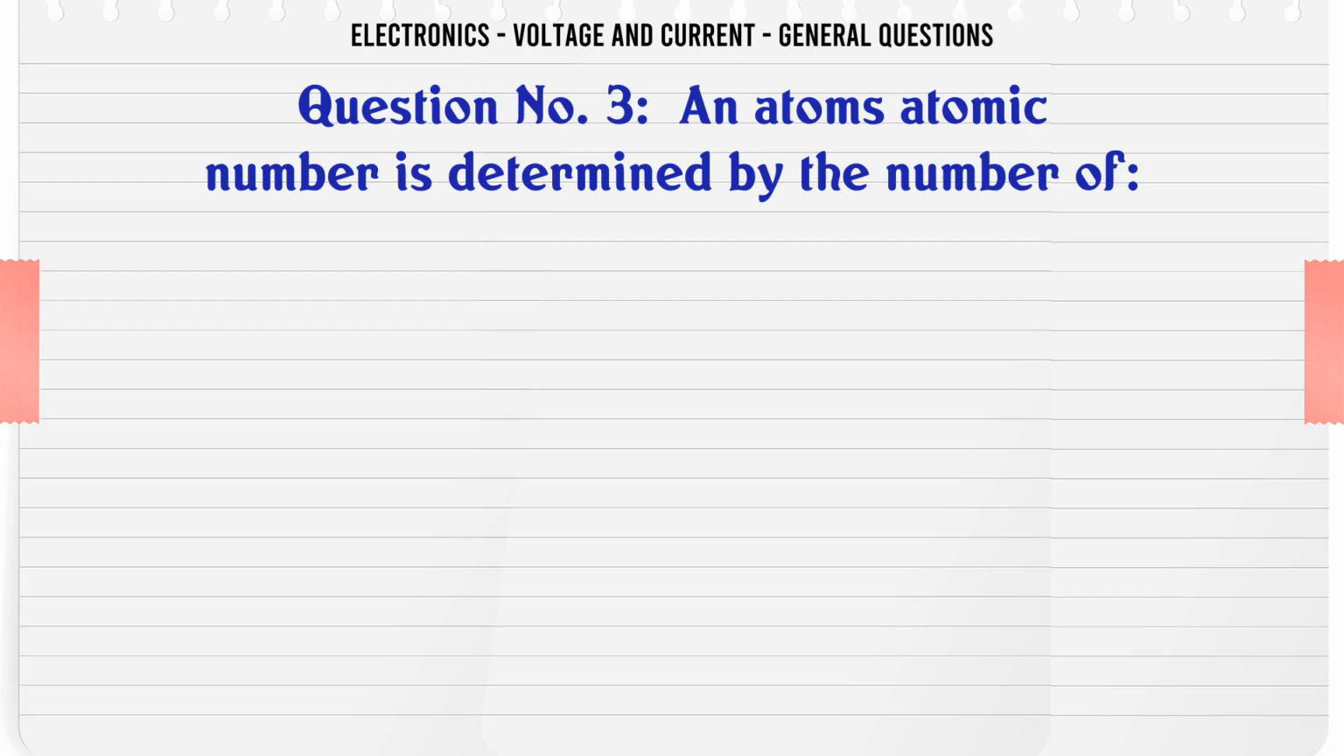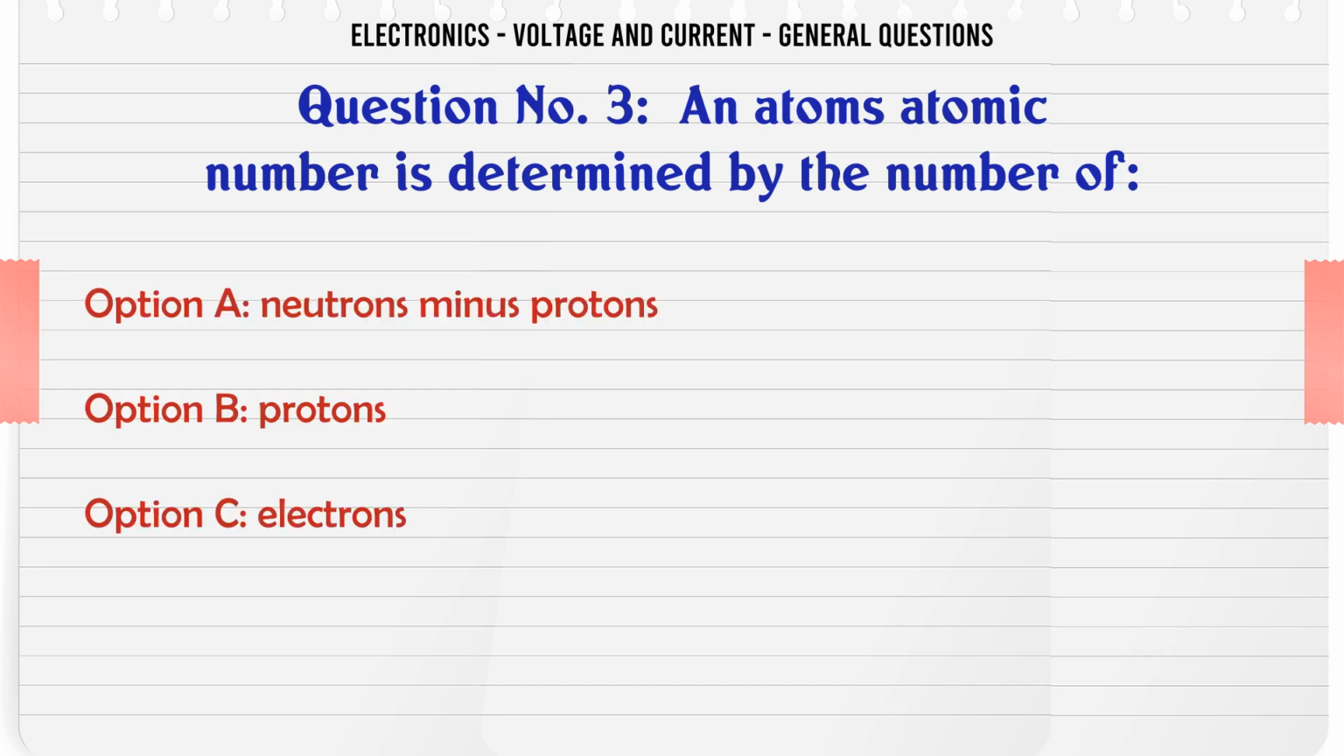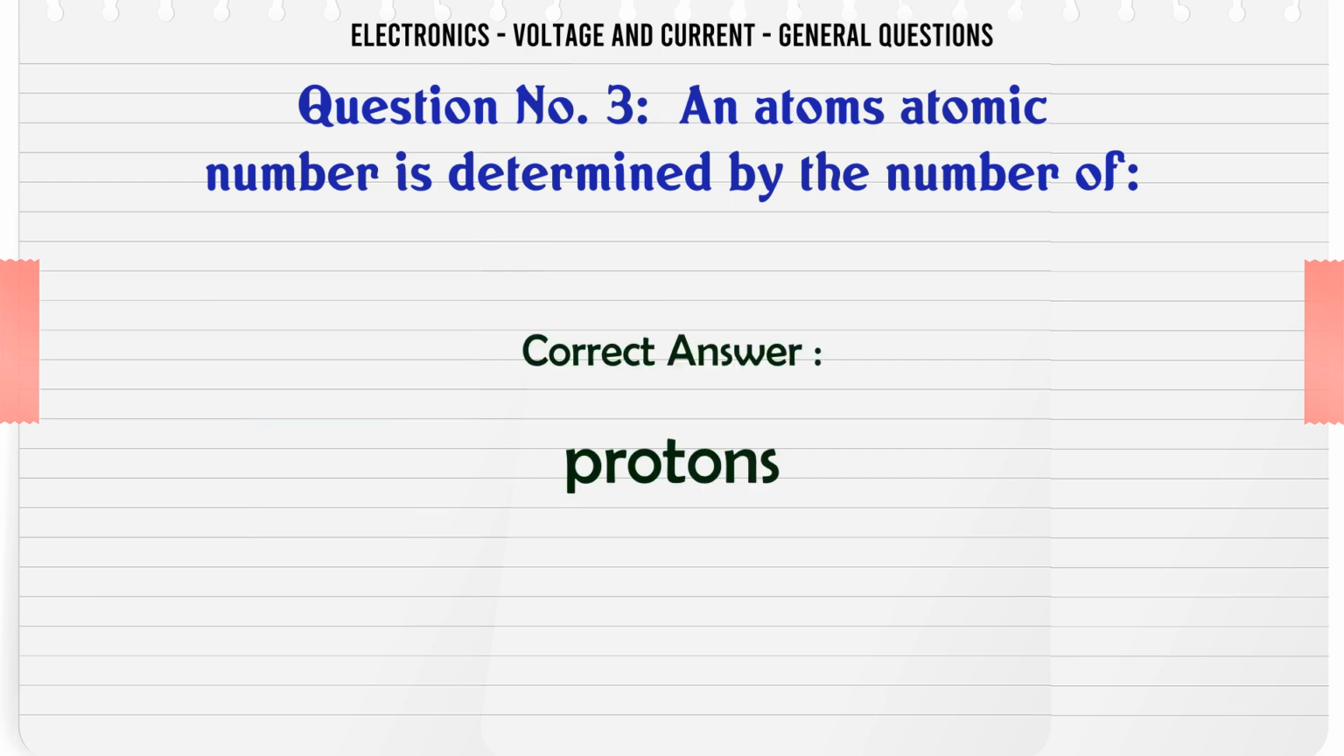An atom's atomic number is determined by the number of A. neutrons minus protons. B. protons. C. electrons. D. neutrons. The correct answer is protons.